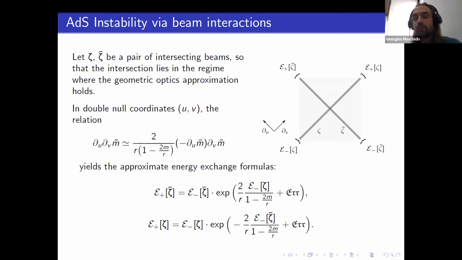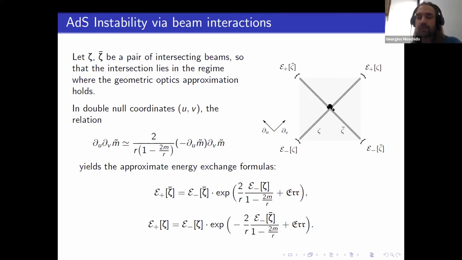So let's focus on two beams interacting. Here we have one beam, zeta bar, which is ingoing, it goes towards r equals 0, and then another beam which is outgoing, moves towards r equals infinity. I'm just expressing here everything in double null coordinates, so the u and v coordinates here are just double null coordinates. If we set up those beams correctly initially, then we can make sure that those interactions take place away from r equals 0, where the geometric optics approximation holds.